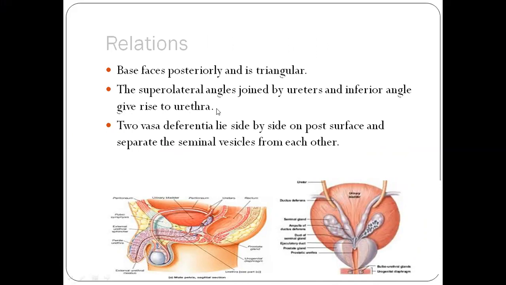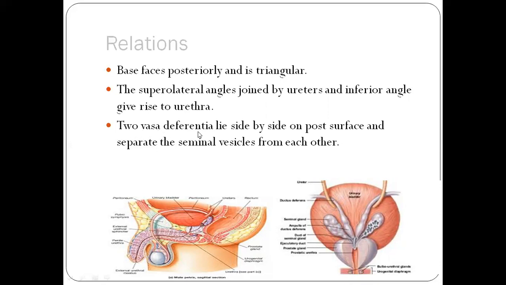The superolateral angles are joined by the ureters on each side, and the inferior angle actually gives rise to the urethra. So this is the inferior angle, which actually joins the prostatic urethra.